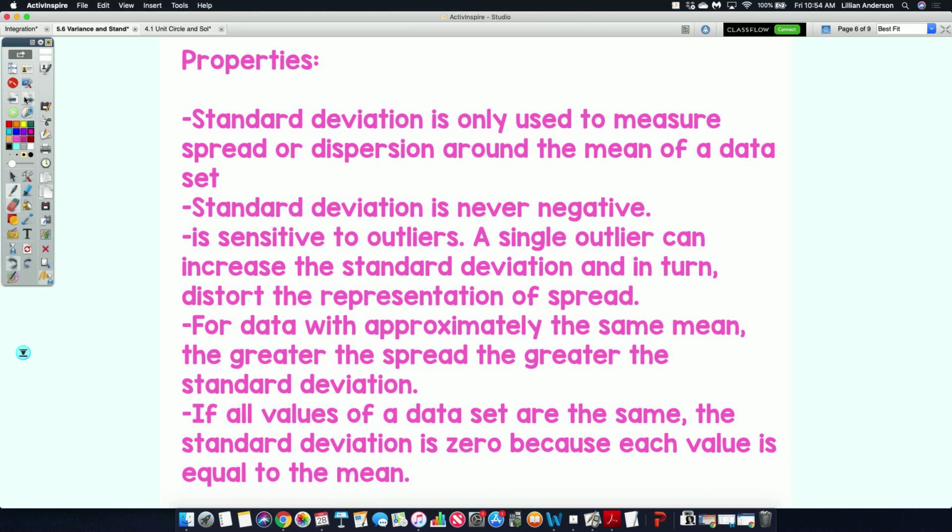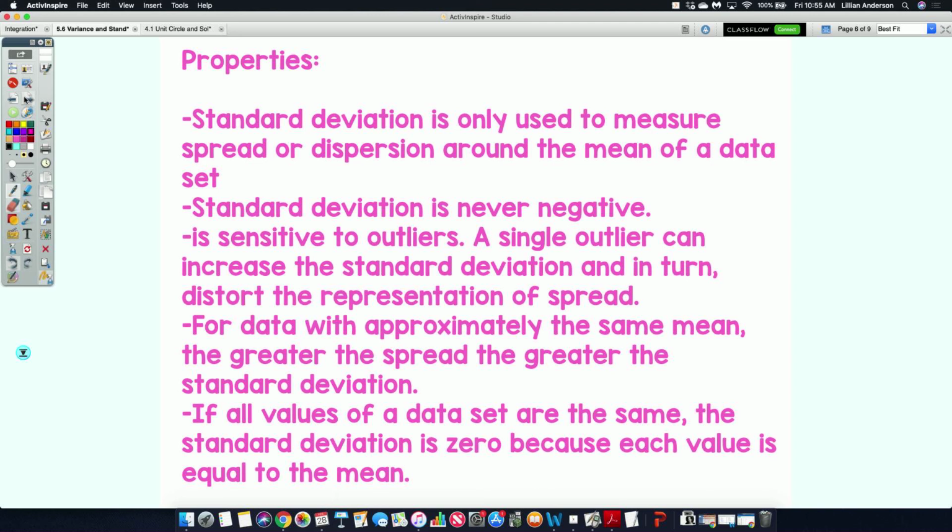So if you do have a value that's far from the rest of your data, it is going to affect your standard deviation, because that number is so far away from the mean, it's going to cause the spread to be higher because of that one value. Does that make sense? For data with approximately the same mean, the greater the spread, the greater the standard deviation. We talked about that. And of course, if all values of the data set are the same, then the standard deviation is 0, because each x value will be equal to the mean.